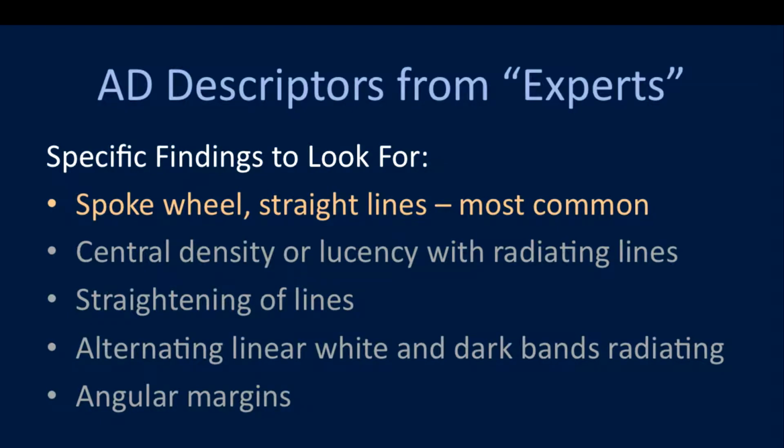The first, number one, is straight lines in a spoke wheel and radiating fashion. There can be a central density or lucency with those radiating lines. Again, the straightening of the lines, with alternating lines in the fat of white and dark bands radiating.